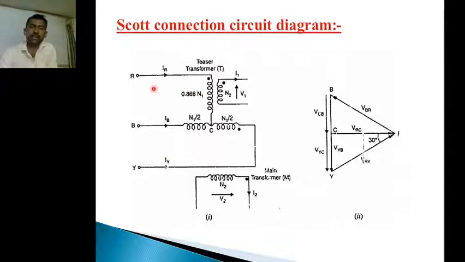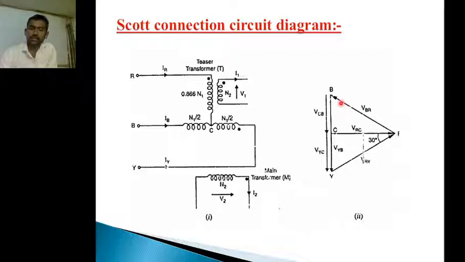On this side we have the three phases, and on the secondary side we have n2 turns in the teaser transformer secondary and n2 turns in the main transformer secondary. So the magnitudes of the voltages, V1 and V2, will be the same, and we can make the primary windings of the teaser transformer and the main transformer 90 degrees apart. So the secondary voltages also have a phase displacement of 90 degrees, as shown by the phasor diagram.